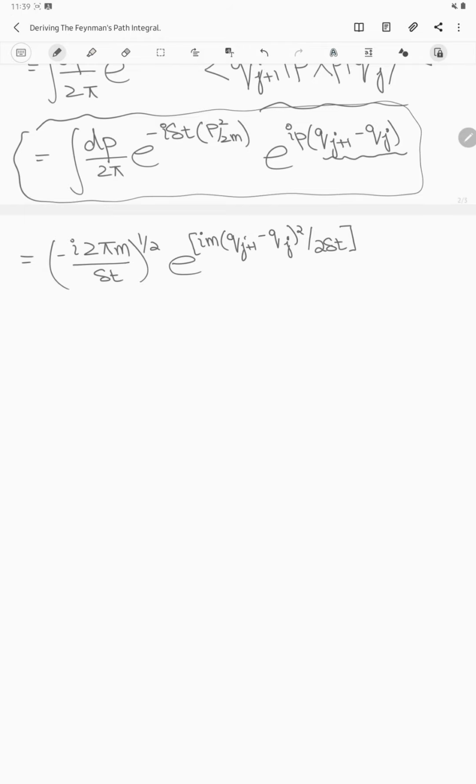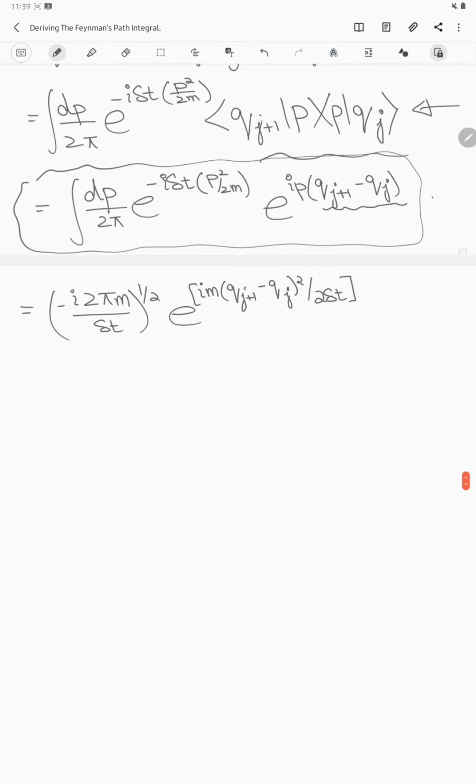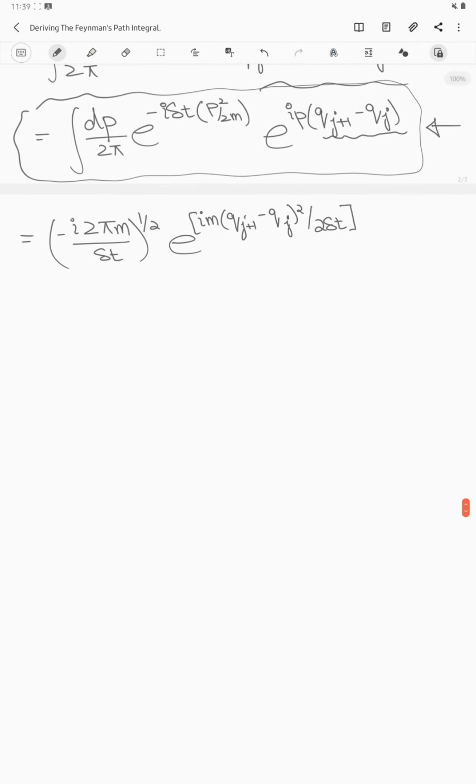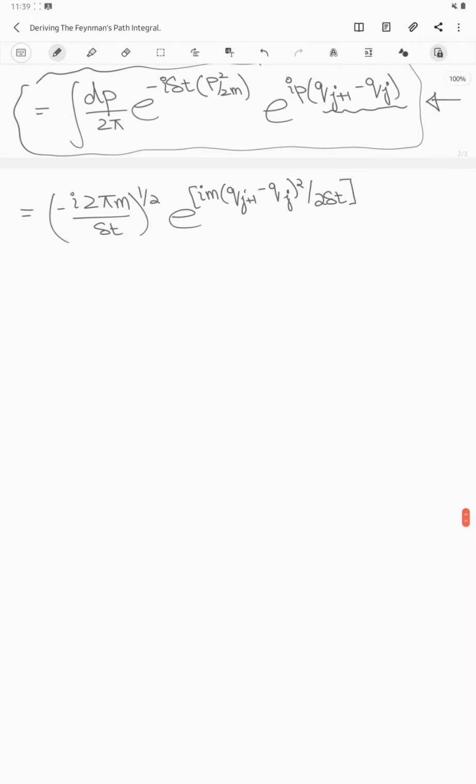Okay, so all I have done is evaluate this Gaussian integral. That's just some mathematics, and I hope that you know how to do a Gaussian integral. So from this, what we were evaluating, ⟨q_{j+1}| exp(−iδt p̂²/2m) |q_j⟩, is what we have.